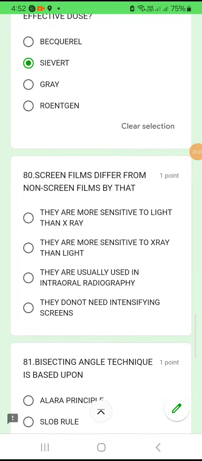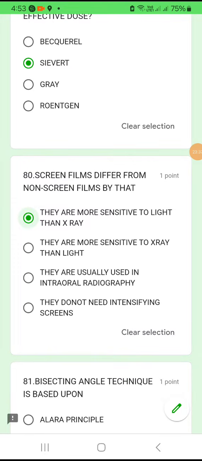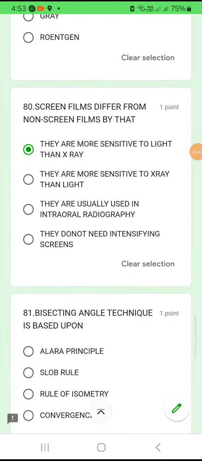Question number 80. Screen films differ from non-screen films in that screen films are more sensitive to light than X-ray, or the opposite? Non-screen films are sensitive to light. Screen films are more sensitive to light. Okay, so option A is the answer. They are more sensitive to light compared to non-screen films than to X-ray.